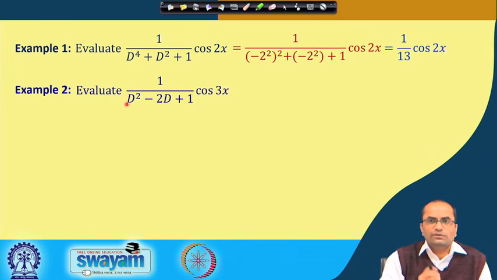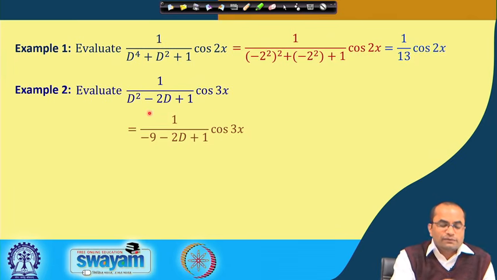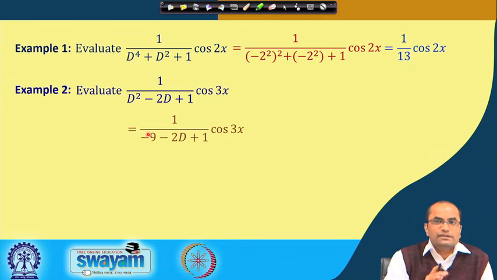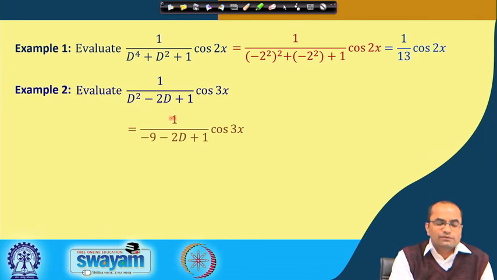Wherever we have d square, we will first remove it with this minus alpha square term. So here d square we will replace by minus 3 square, that means minus 9 at this place, and then we have minus 2d because we cannot touch this d here, plus 1, and cos 3x. So, that is the rule we are applying here, that d square is replaced by minus alpha square, meaning this minus 9 here. And now at least the d square terms are simplified, and we will get the terms in d only.